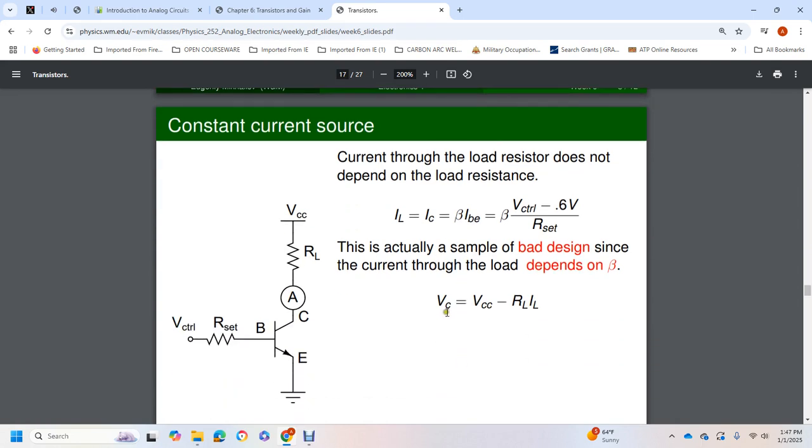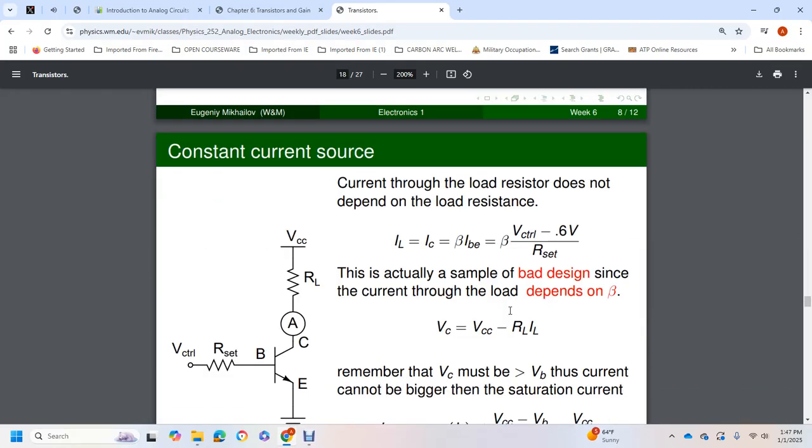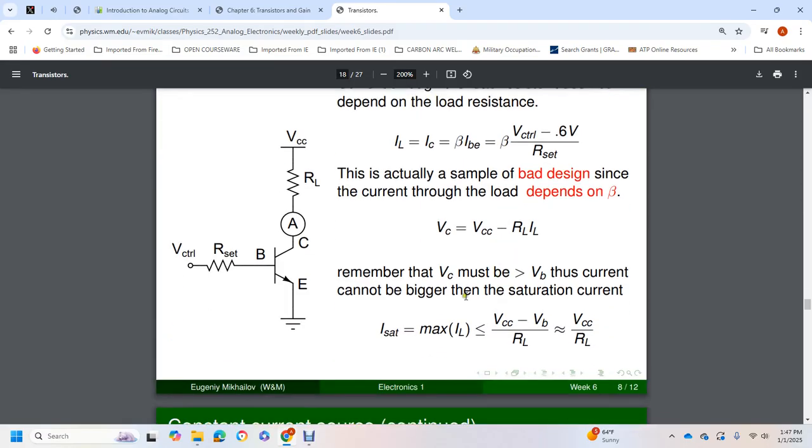Here you get the voltage at the collector, which is the constant voltage minus the resistor inductance times the current. Current through the load resistor depends on load resistance. In the actual sample of the bad design, the current through the load depends on beta. Remember that the collector voltage must be greater than the base voltage, thus the current cannot be bigger than the saturation current.